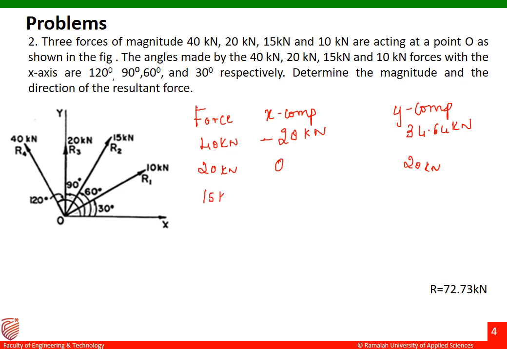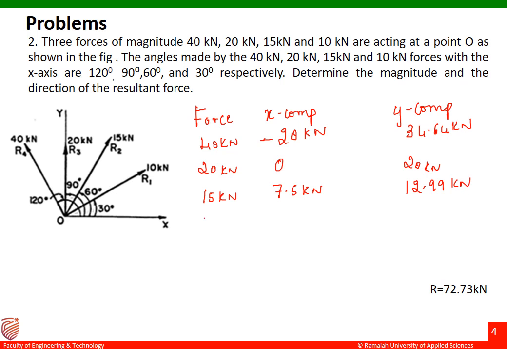Okay, so my third force, that is 15 kilonewton. The x component of that 15 kilonewton would be 15 cos 60. The answer is 7.5 kilonewton. So similarly, y component is 15 sine 60, you'll get the answer as 12.99 kilonewton. So this is my third force.